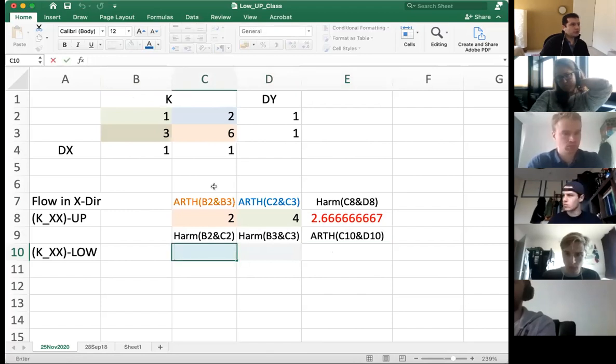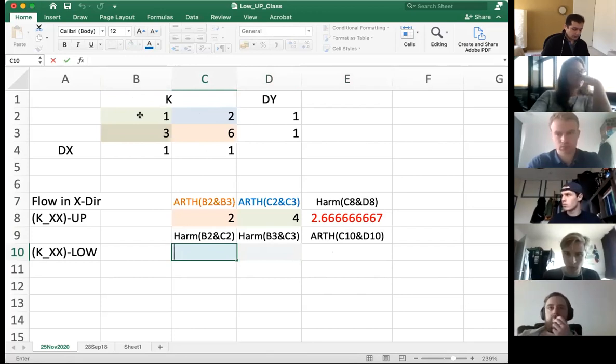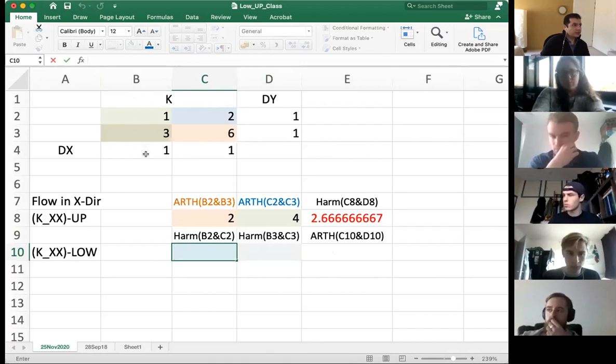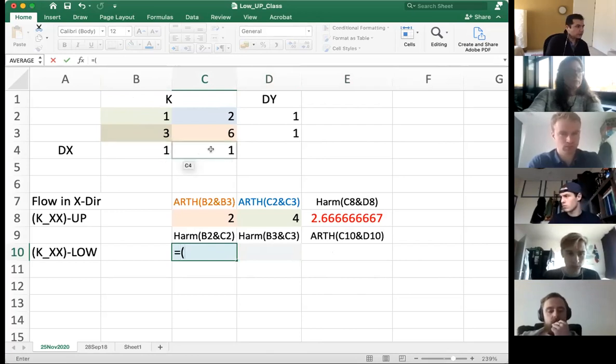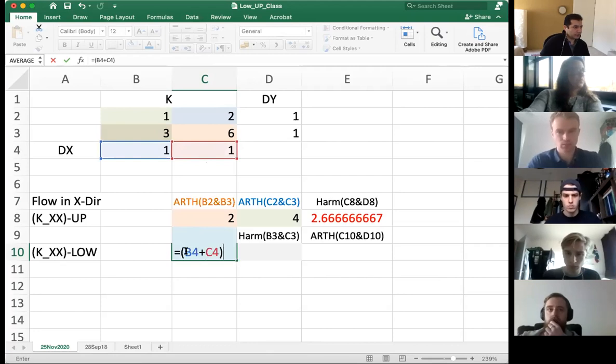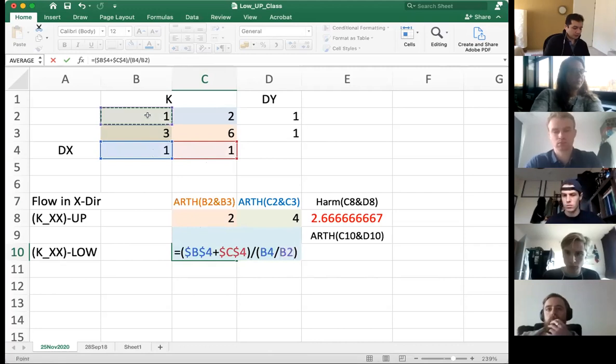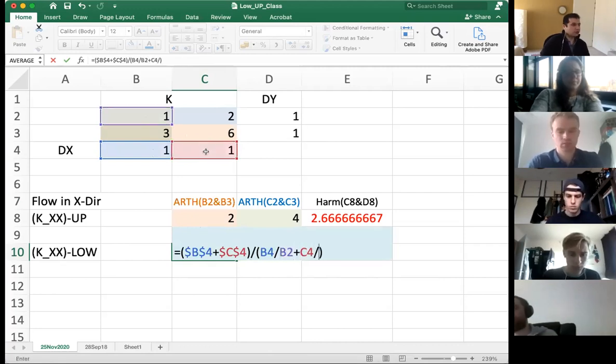What is the harmonic between B2 and C2? It is the total length, which is the length of B2 plus the length of C2, this plus this, and I can freeze it, divided by the length of the first one divided by the permeability of the first one, plus the length of the second one divided by the permeability of the second one. And I'm going to freeze.